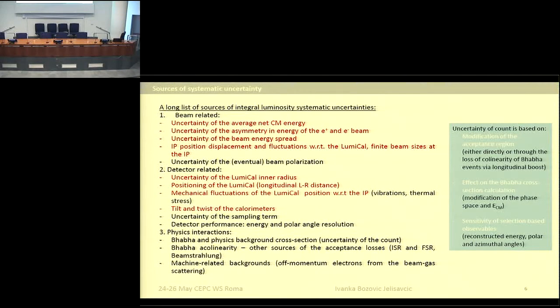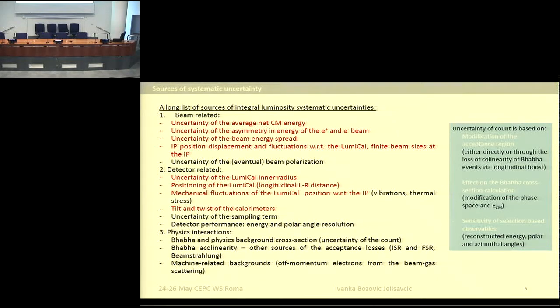The basic mechanisms by which these things affect your luminosity measurement are either through the modification of the acceptance region, which could happen directly if something is displaced, or effectively, Bhabha particles would see a different acceptance than nominal if there is a loss of collinearity, or if the Bhabha collision frame is boosted with respect to the laboratory frame, which happens in the case of Beamstrahlung and other radiative processes. Then you should know your phase space very well, as I pointed out, and the available center of mass energy for the cross-section calculation.